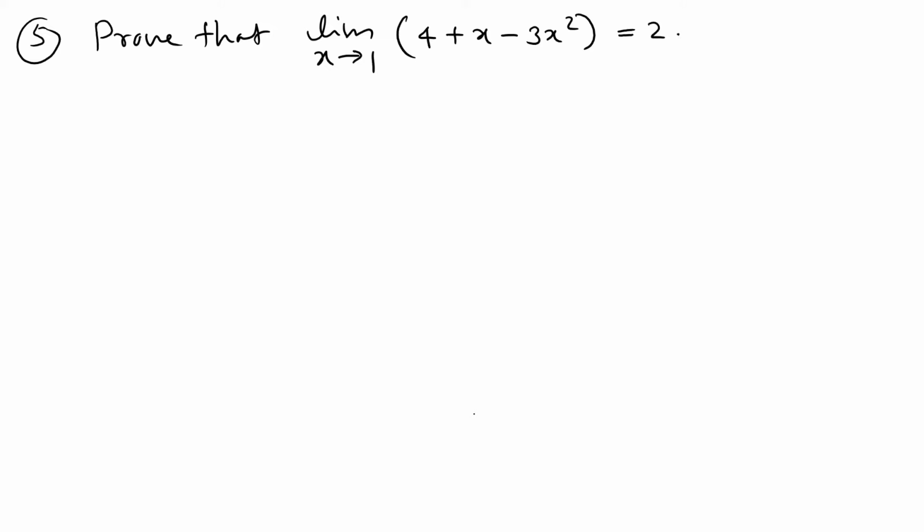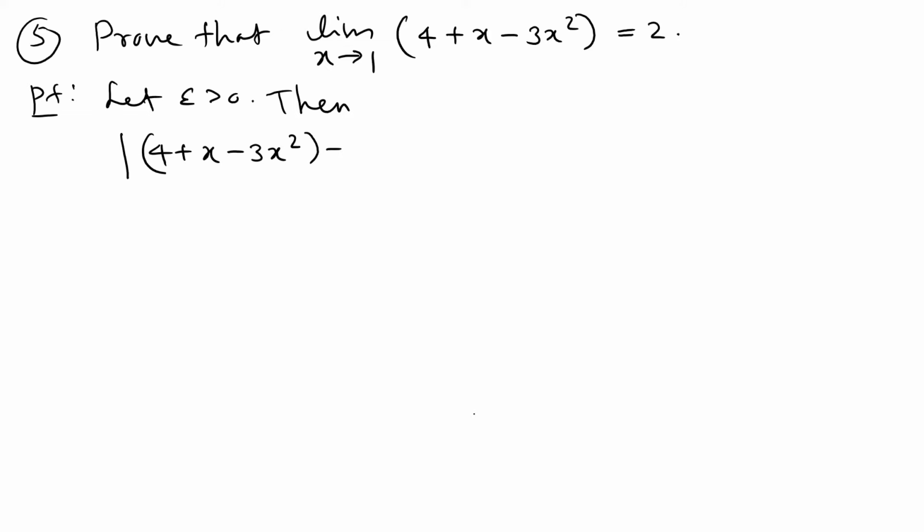As the next one, we have the limit as x goes to 1 of 4 plus x minus 3x squared equals 2. We do exactly the same way as before. So the proof: let epsilon be positive. Then we can write several implications, starting with what we want to prove. It is absolute value of 4 plus x minus 3x squared minus 2 less than epsilon. This is like a double implication, if and only if. We simplify the left hand side and get absolute value of 2 plus x minus 3x squared less than epsilon.